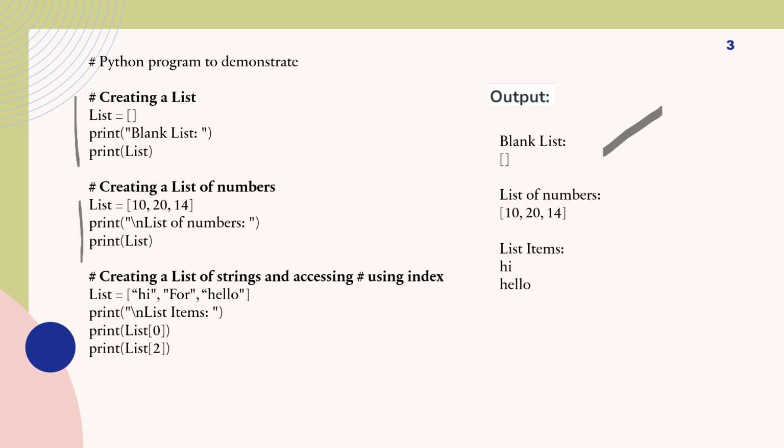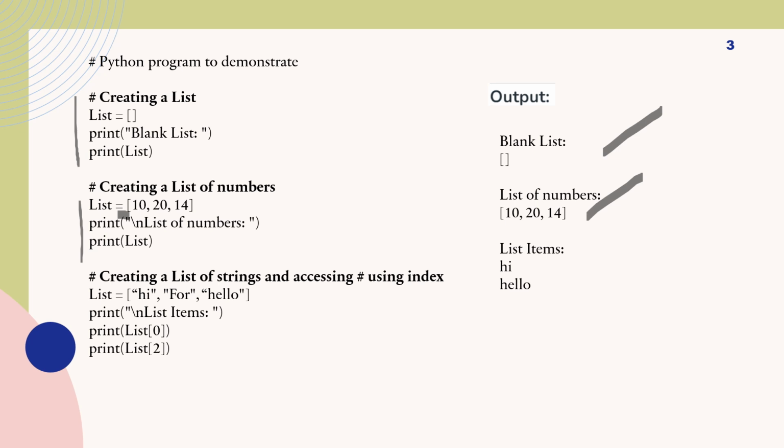If you want to create a list with numbers, here is the program. Inside the list, within square brackets, you can put the numbers. And if you use the syntax print slash n, list of numbers, the line will be printed. And if we ask to print the list, the data which is available inside, that is the numbers, is printed here.